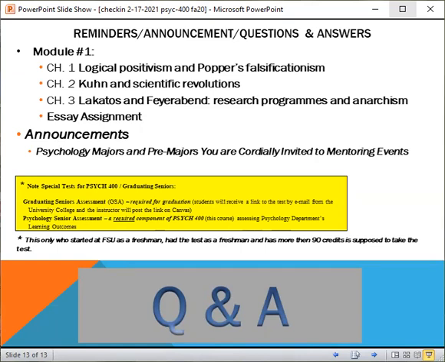And one student did point this out, and I want to state this about the GSA. This is only for students who started at FSU as a freshman and had a test as a freshman, and then had more than 90 credits is supposed to take the test. So that's where we are today. That is it for this check-in.